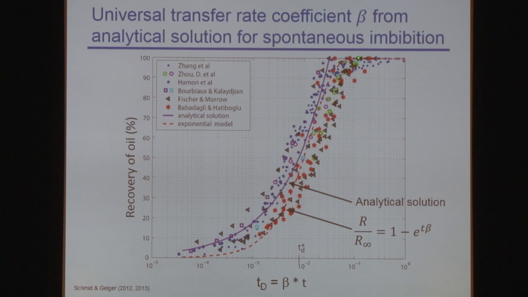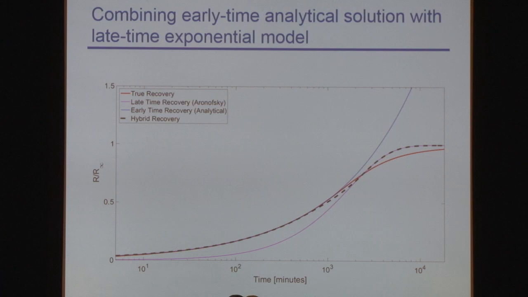If you look very carefully, there's a region where the two curves are very close to each other, and this is almost hot off the press. What we realized about 2 weeks ago is that you can make a sound physical and sound mathematical argument to match the analytical solution and combine it with a late time solution. So you know exactly when you need to switch from the analytical solution to the late time solution.